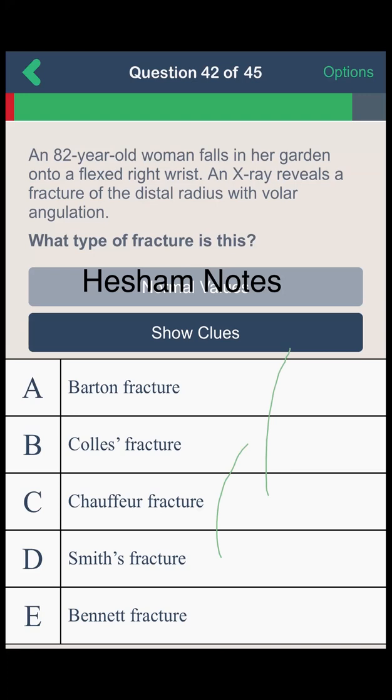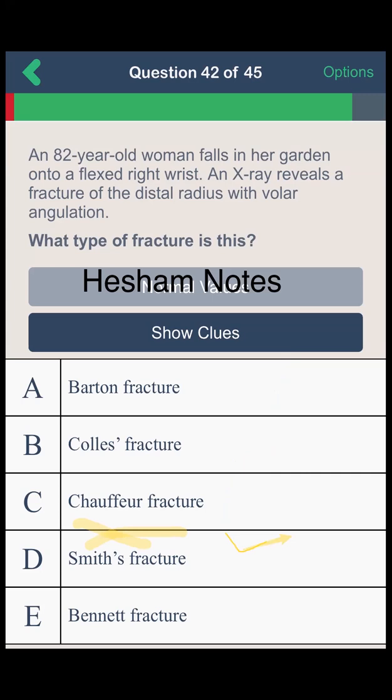And Barton is either a Colles or Smith fracture with angulation, so it's with intra-articular extension, volar or dorsal. What Chauffeur fracture is called Hutchinson fracture. This is a fracture of the radial styloid process. Okay, what do you remember of Bennett and Rolando fracture, which I said in the first?